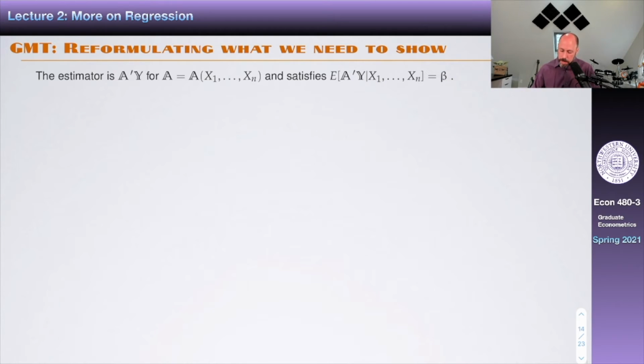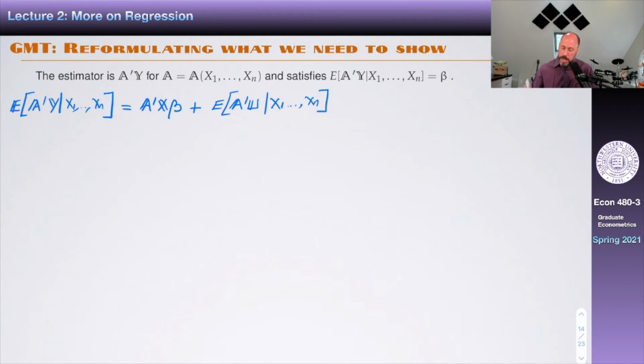Okay. So let me do this. The expected value of a prime y conditional on the x's. I'm going to replace y. Okay. Is essentially a prime x beta plus expected value of a prime u conditional on the x's. Okay.